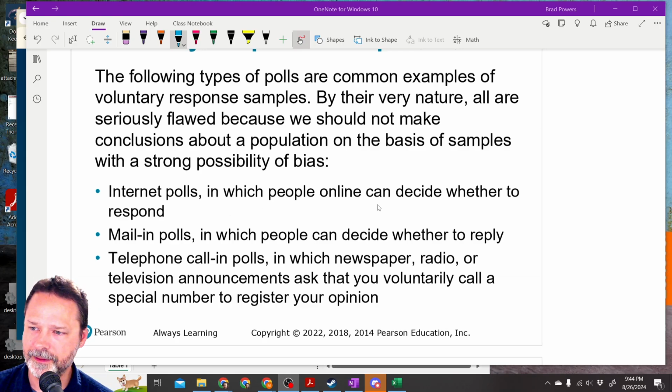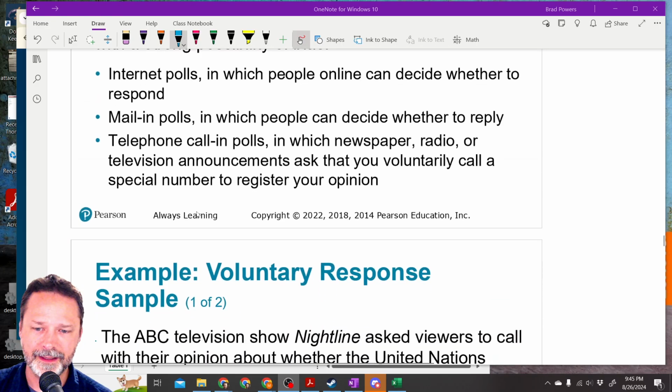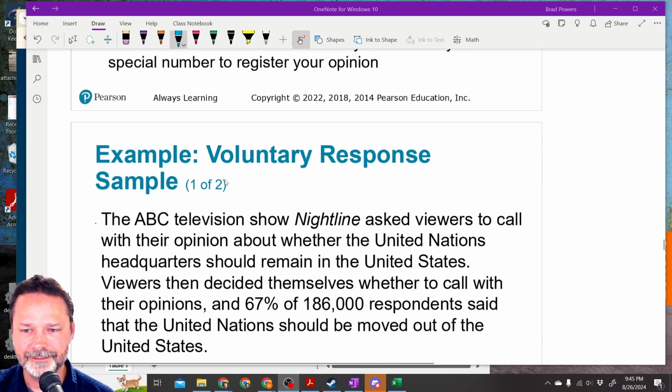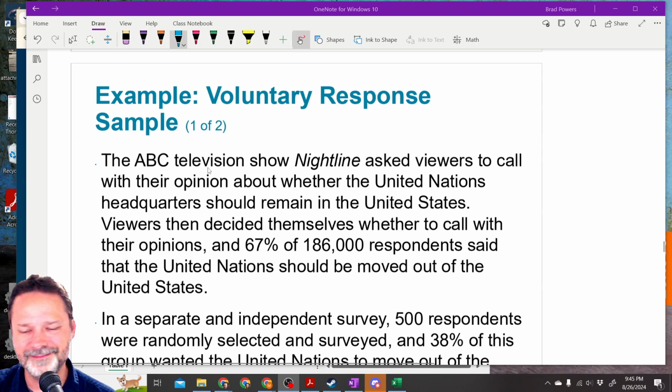Internet polls, in which people online can decide whether to respond. There you go. Mail-in polls, in which people can decide whether to reply. Telephone call-in polls, in which newspaper, radio, or television announcements ask that you voluntarily call a special number to register your opinion. None of these are good. Internet polls: the websites I go to aren't the same websites you might go to, so we're not going to see the same polls. It's not going to be very useful data. It might be fun to talk about, but it's not good.